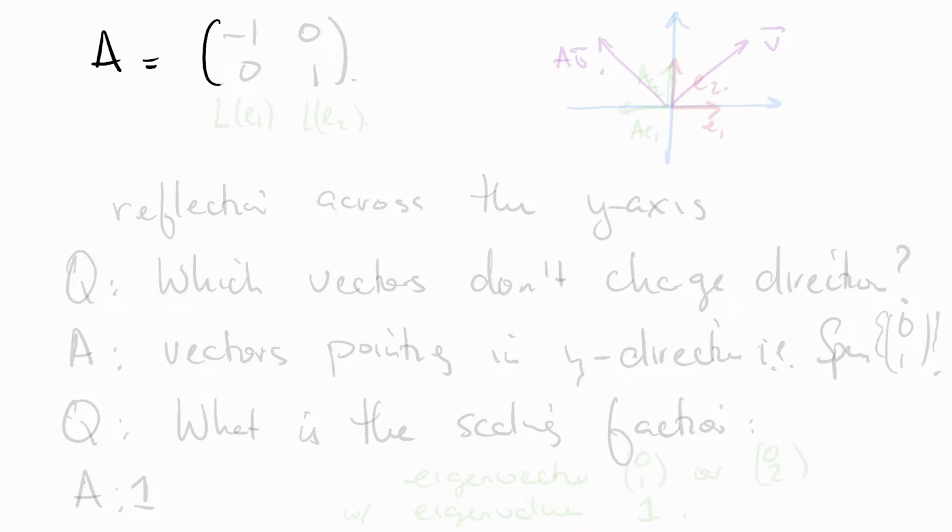Say we've got the matrix (-1, 0, 0, 1). We know how to read this now. If L is a linear transformation represented by A, this is L of E1 and this is L of E2. All right, let's put this in our graph. Here's a little sketch. It says that if we start with E1, it gets sent to (-1, 0), A of E1. If we start with E2, it gets sent to itself.